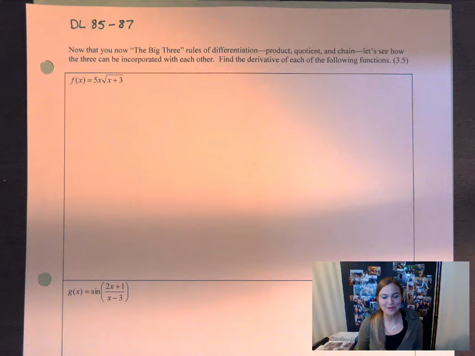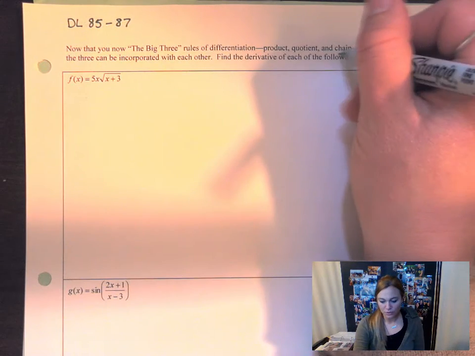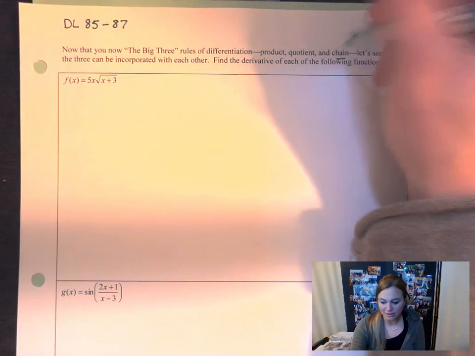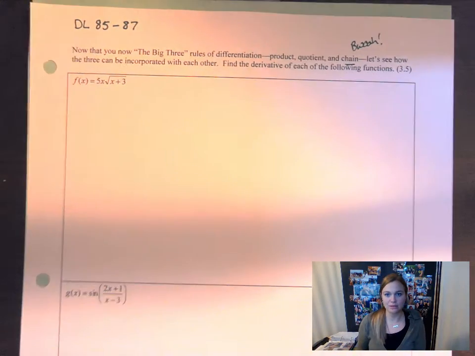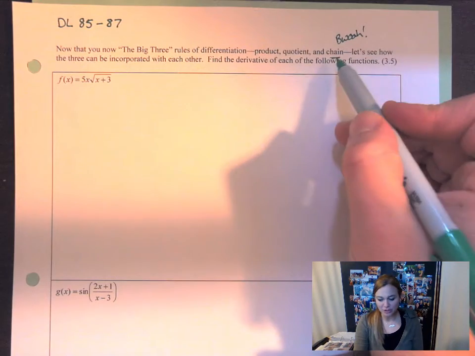Guess what it's time for? More calculus. So in here it says, now that you know the big three, the product rule, the quotient rule, and the chain rule. Chain is where you have a function within a function.